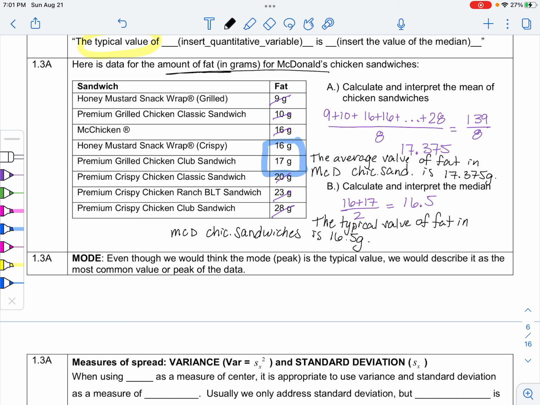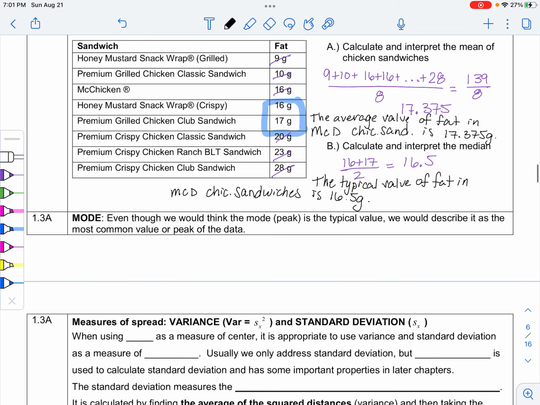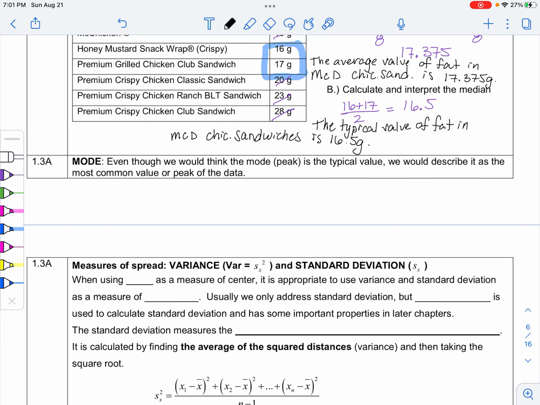So the third measure of center is mode. We don't usually ever talk about the mode as a true measure of center because it's not a great indicator of a measure of center. We definitely know that mode is the most common value or peak, but this does not tell us what the center of our data is. We typically describe the center with your mean or your median.